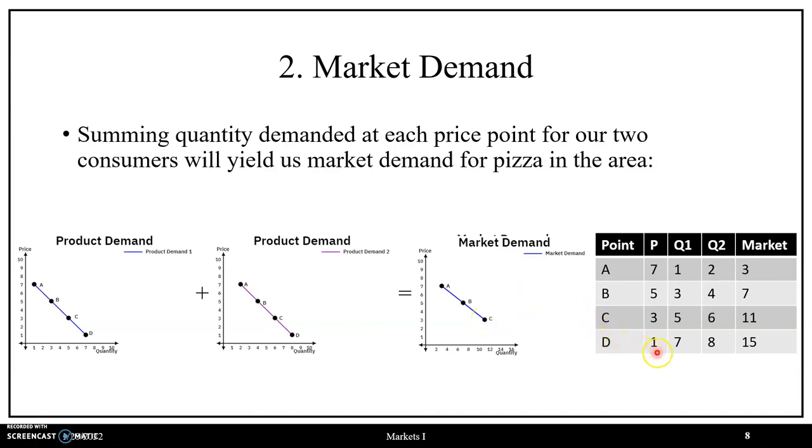And lastly, at a price point of 1, consumer 1 is willing and able to purchase 7 slices of pizza, while consumer 2, 8 slices, such that overall the market will demand 15 slices of pizza at a price point of 1, generating us point D, where now we have our market demand curve, where we observe that it also is downward sloping due to that inverse relationship between price and quantity demanded.